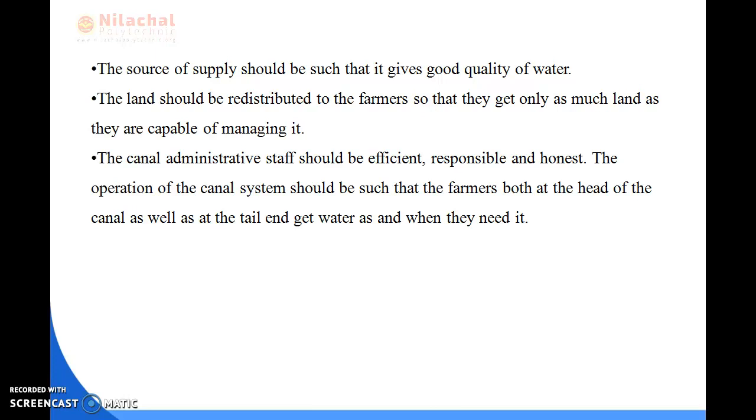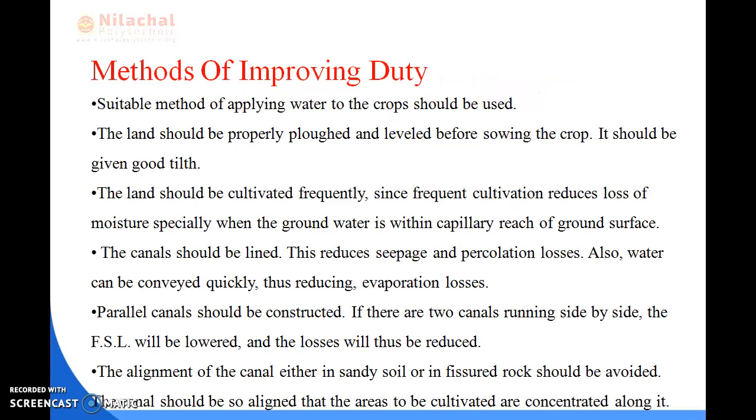The operation of the canal system should be such that the farmers both at the head of the canal as well as the tail end get water when they need it. So these are all about the methods of improving duty. How we can improve the duty methods, we can say it as follows.